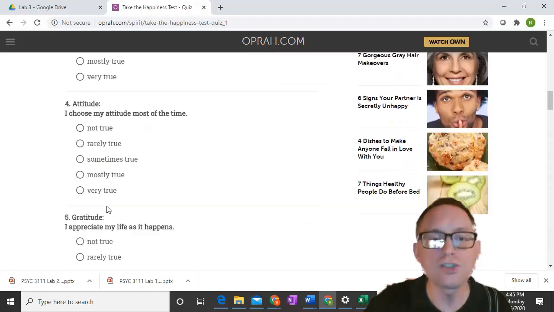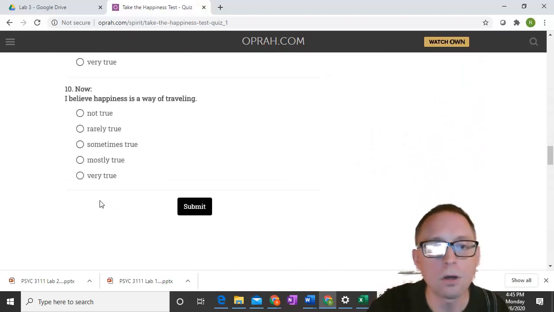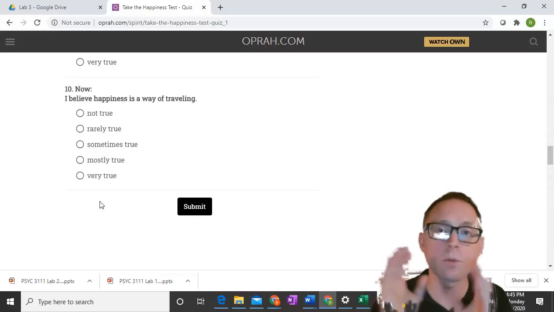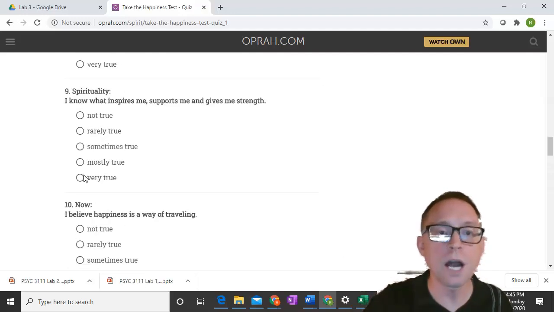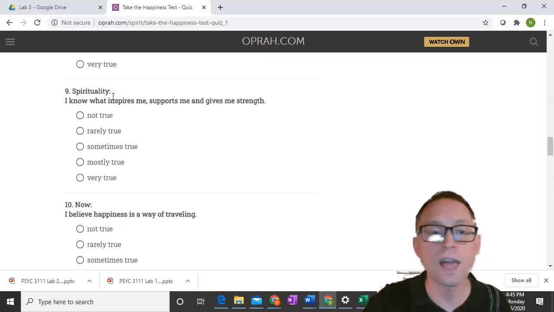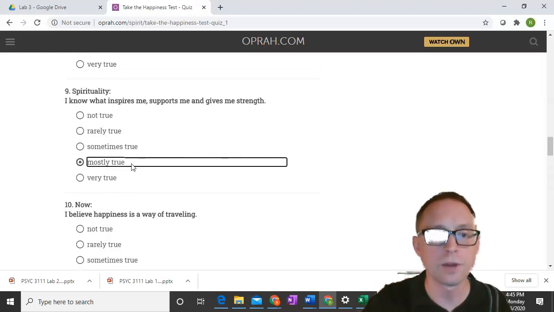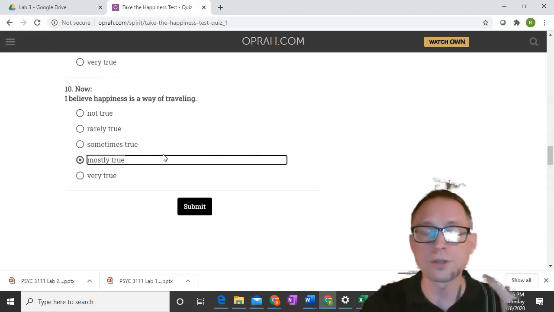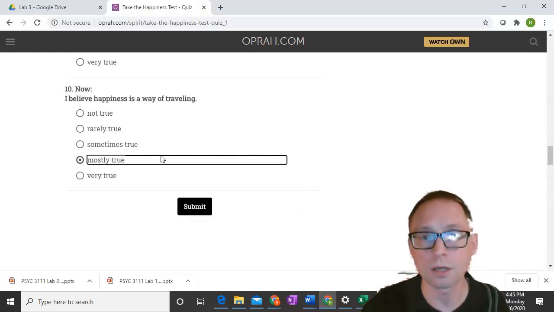That is, each one of these items, all 10 of them, should be measuring the same concept, and that concept is happiness. Now, what that means is that any one of these items should be correlated with any one of the other items, right? If I got a mostly true here, then I should get a mostly true here if it's all measuring the same construct, okay?